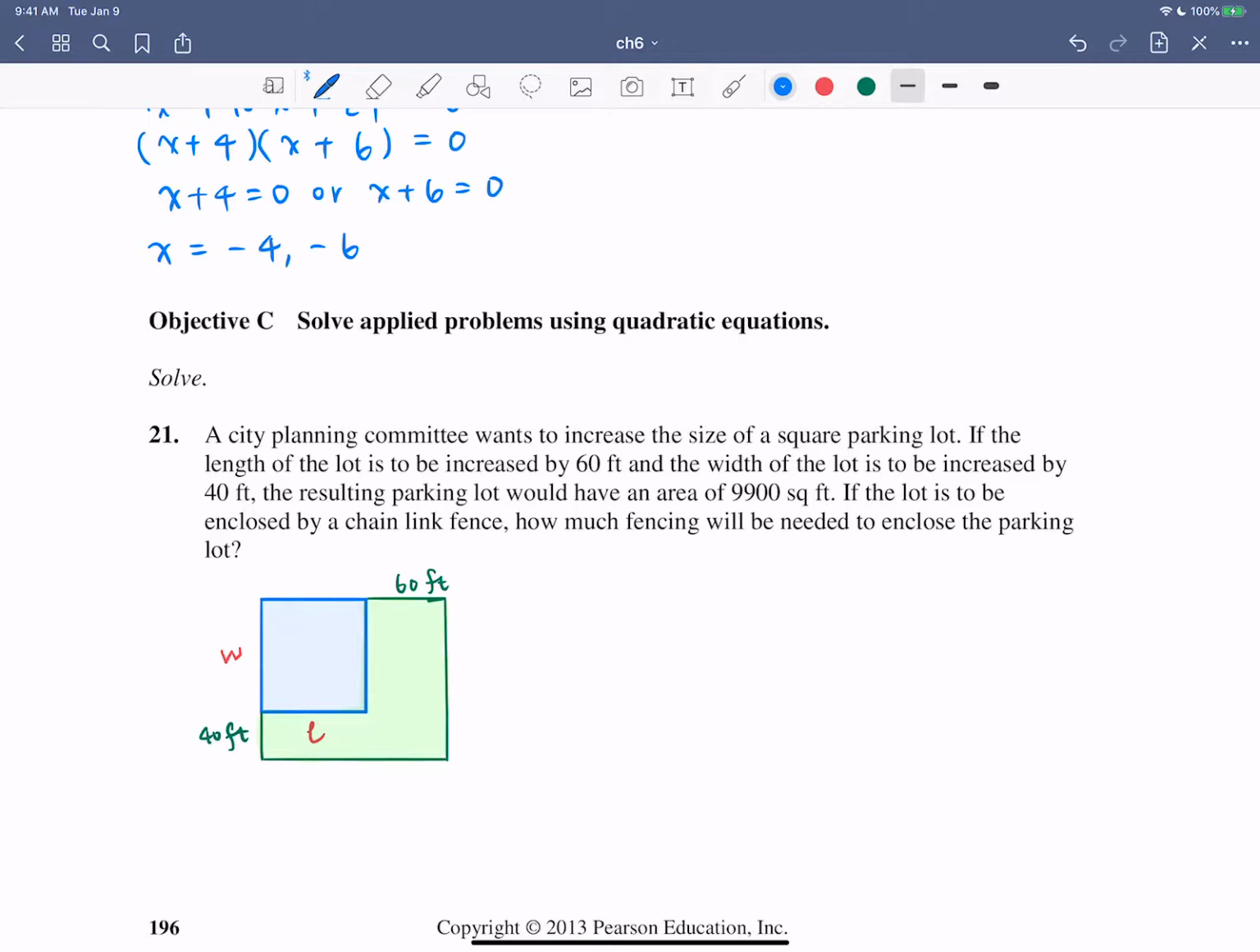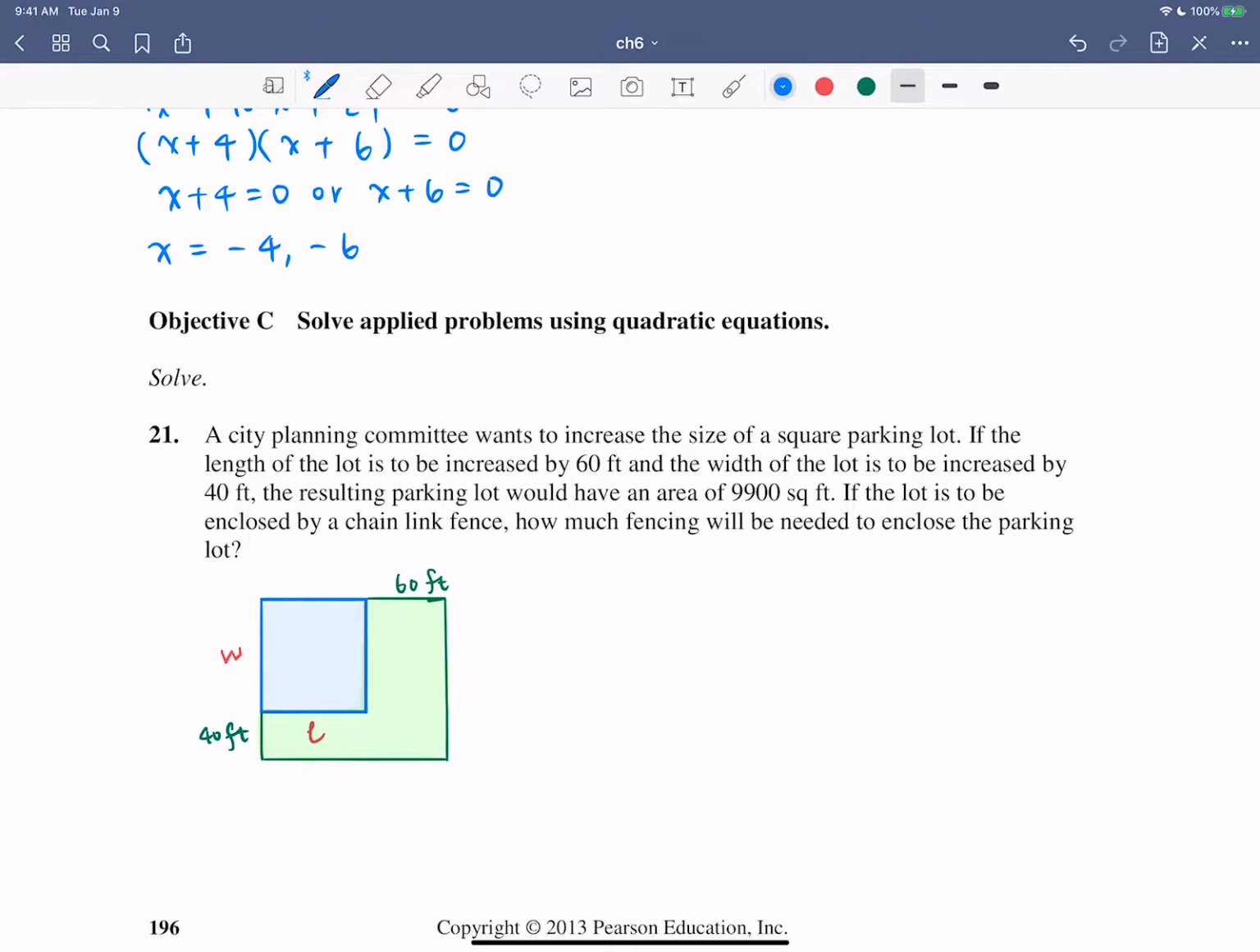Now let's look at the question. The question is asking you basically the perimeter of the new parking lot. So actually it has multiple parts that you have to solve. This question is not like a one-step problem. Apparently we're missing something, I would say. We're missing the original parking lot dimension. The original is a square.